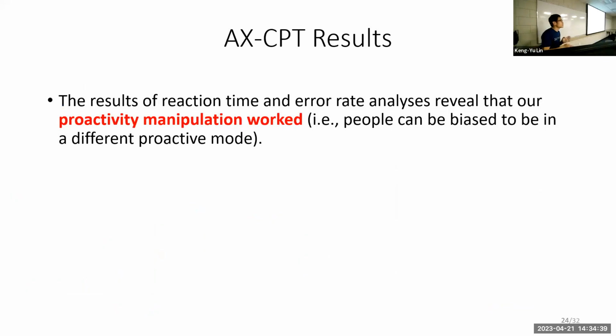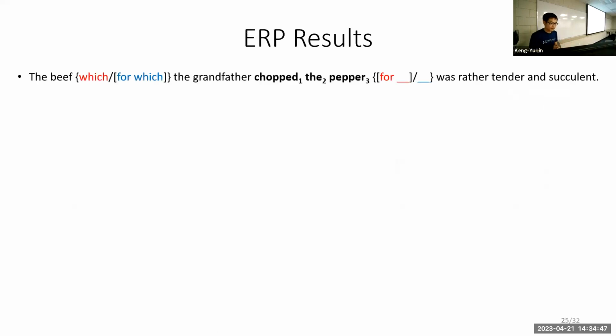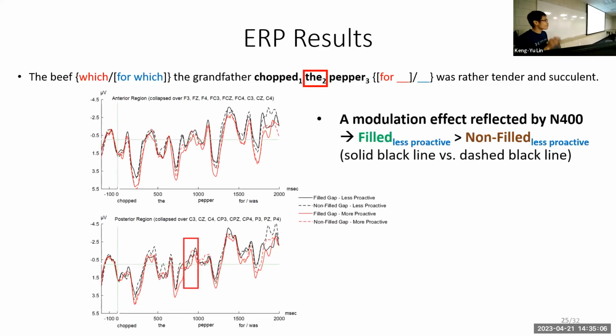This is a brief summary. The results of the reaction time and error rate analysis revealed that our proactivity manipulation in the experiment worked. And let's take a look at the ERP result. So we can take a look at the sentences here. What we have found is a modulation effect, meaning that there's an interaction between domain general proactive control and sentence processing. And for the ERP result, we found the interaction occurring at the determiner, right? The modulation effect is reflected by the N400 brainwave component.